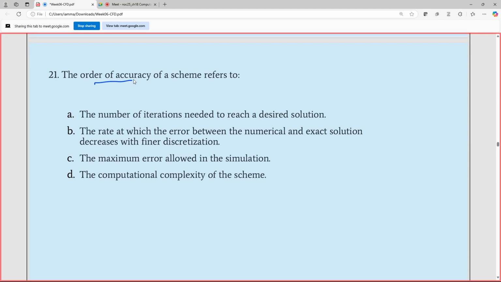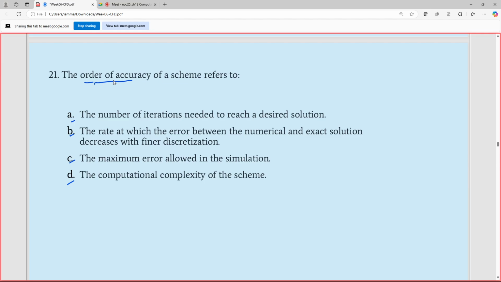The order of accuracy of a scheme refers to which among the following? Options are option A, the number of iterations needed to reach a desired solution. Option B, the rate at which the error between numerical and exact solution decreases with finer discretization. Option C, maximum error allowed in the simulation. Option D, computational complexity of the scheme. The question is on order of accuracy of the scheme.